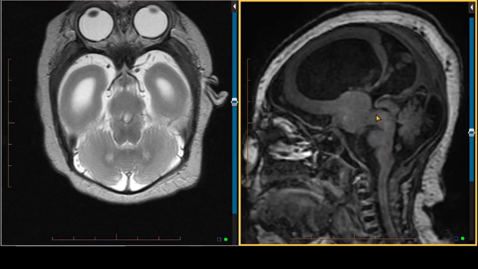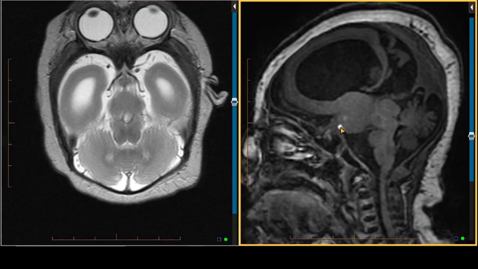Going forward, we have a very amorphous conglomeration. We do not see discrete mammillary bodies. We do not see a discrete hypothalamus. So all of this is very abnormal. This bright area here is likely a neurohypophyseal area of T1 shortening, but it's not within the sella turcica itself.